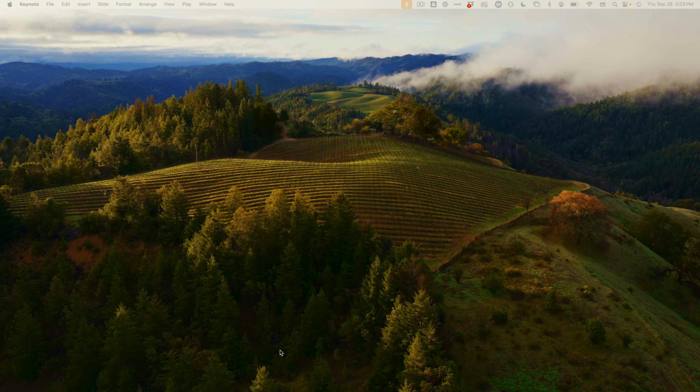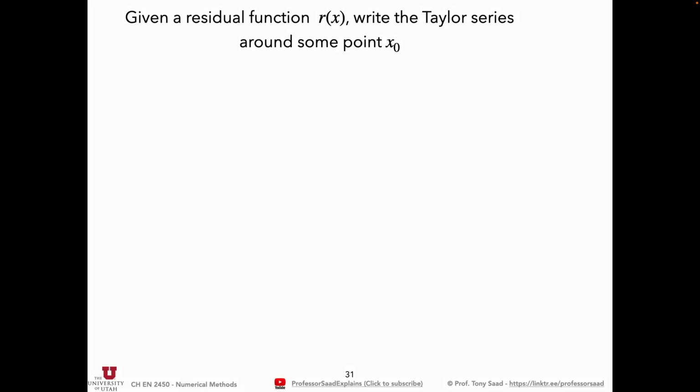So we're going to learn the Newton-Raphson method. We call it Newton's method because, you know, he had a better publicist apparently. And so we have to do the math to understand the method.